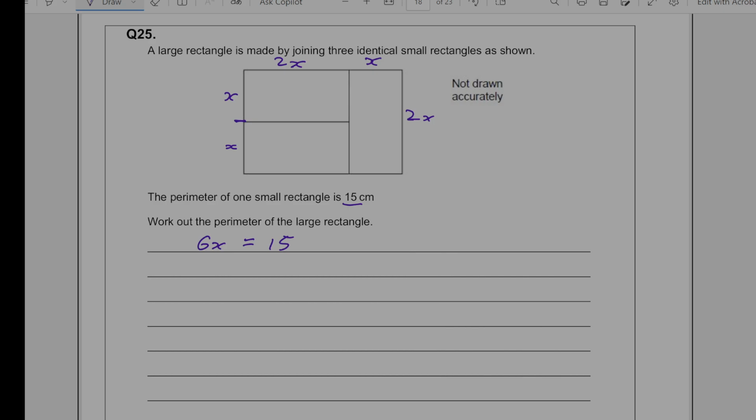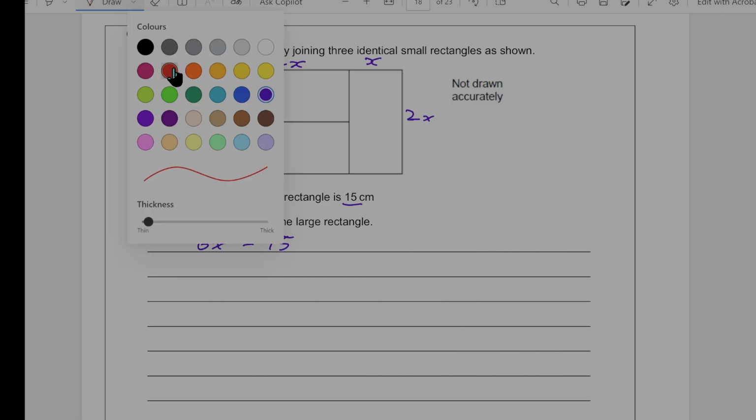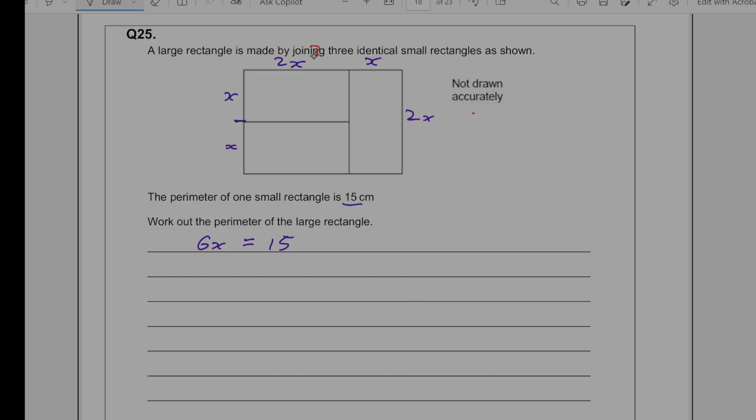So we can call the perimeter of this, I'm going to tidy this up a little bit. I'm going to do that in red. So that's going to be 3x and 3x. That's going to be 2x and 2x. So all the way around the outside would be 10x.